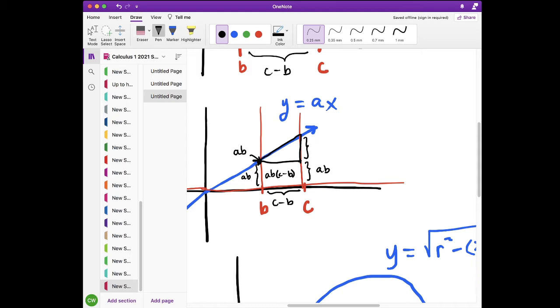Yeah, so the height is this whole line, which is AC, minus this line, which we established was AB. So the area of the triangle is 1/2 base times height. So notice we can factor out a, we get a over 2, times (c minus b) squared.